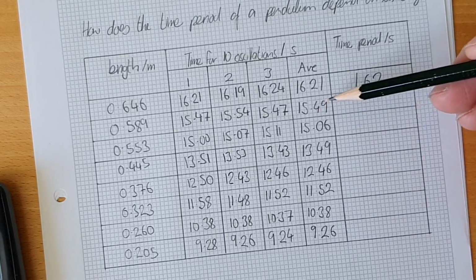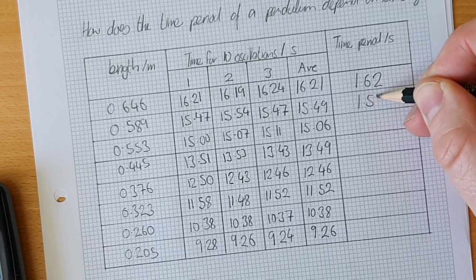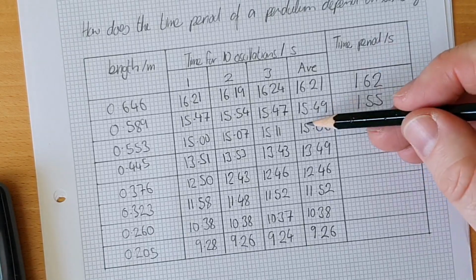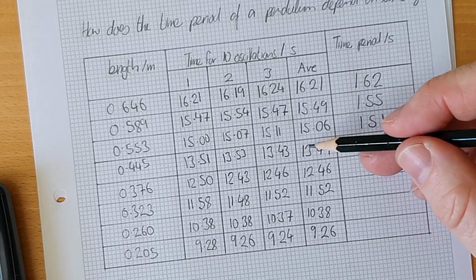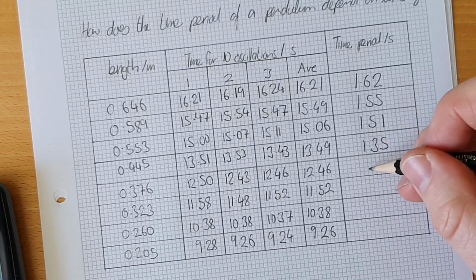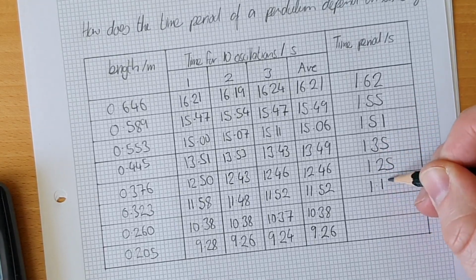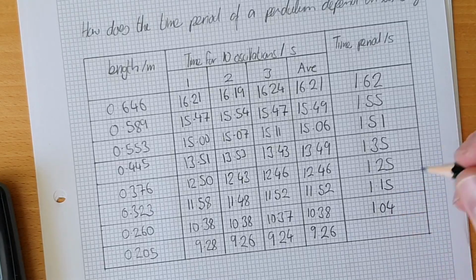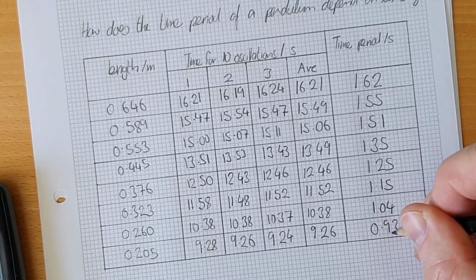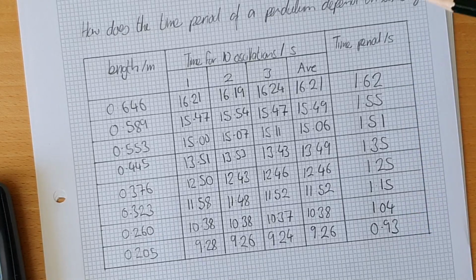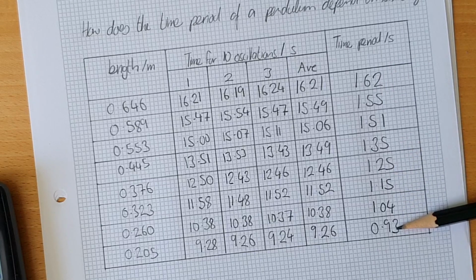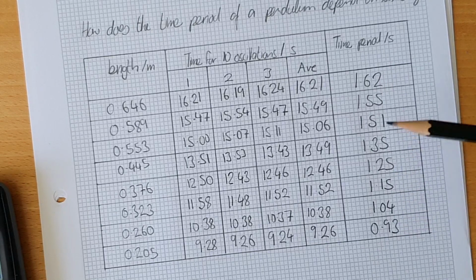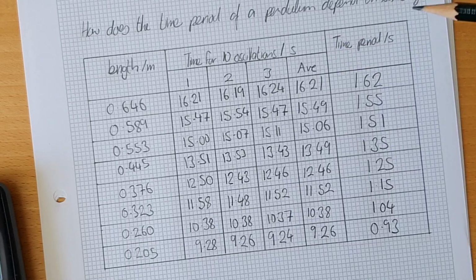This would go to 1.549, which is 1.55. 1.506, 1.51. 1.349, 1.35, 1.25, 1.15, 1.04, 0.93. So do watch out for that. It's not that they want the same number of significant figures each time, because these all have 3 significant figures, whereas our last value only has 2 significant figures. What they're looking for is that because our stopwatch measured to 100th of a second, our final times should be given to 100th of a second.